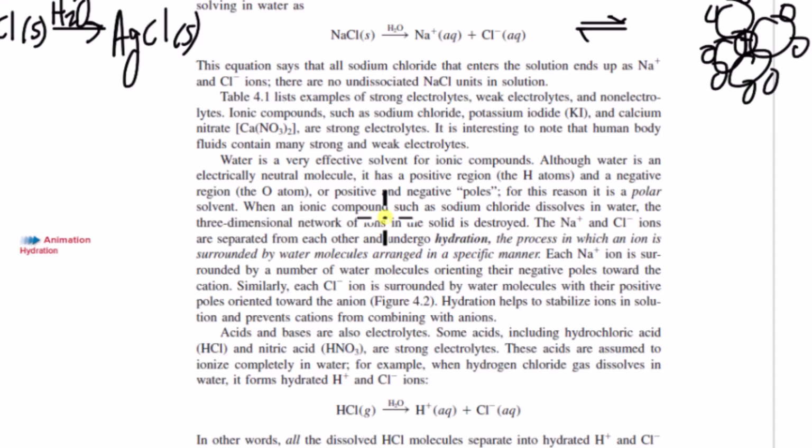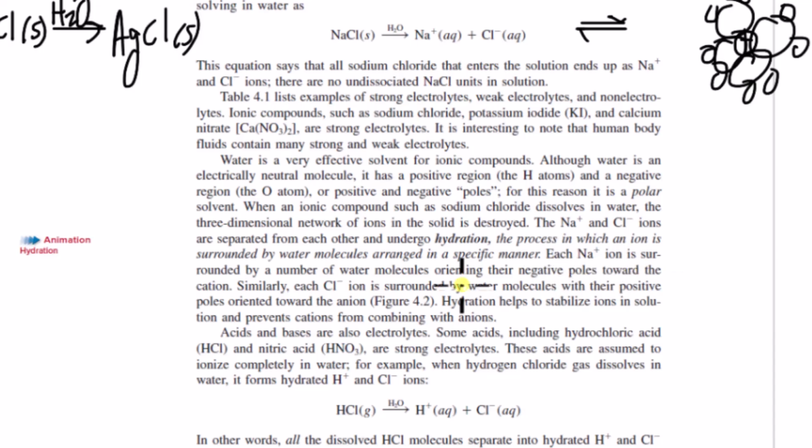When an ionic compound such as sodium chloride dissolves in water, the three-dimensional network of ions in the solid is destroyed. The Na plus and Cl minus ions are separated from each other and undergo hydration, the process in which an ion is surrounded by water molecules arranged in a specific manner. Yeah, so hydration doesn't just apply to ions. When sugar dissolves, the sugar molecules are hydrated.